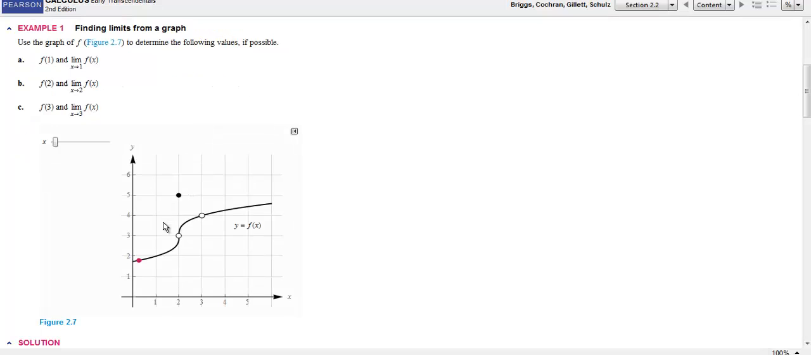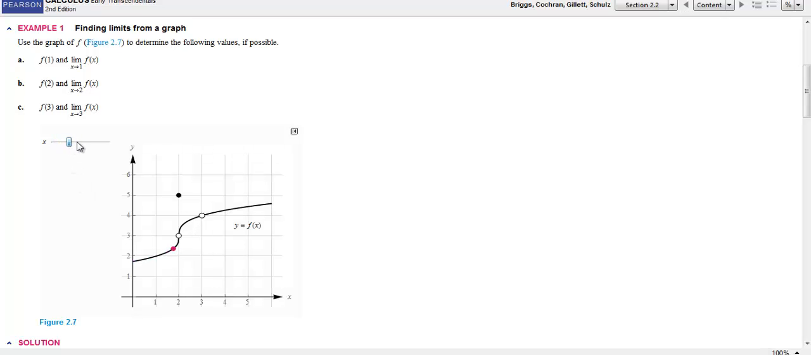Do you see this right here, how we have a hole in the graph? So when x is 2, there's a hole in the graph here. There's a dot up here at 5. But when x gets near 2, so when I'm at 1.9, 2.1, as I get near the x value of 2, the y values are getting near 3, but it doesn't equal it.